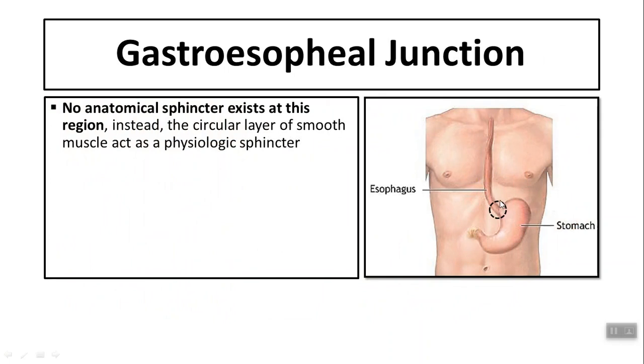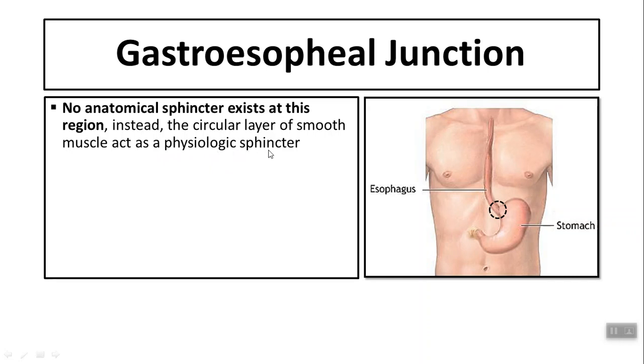This gastroesophageal junction has no anatomical sphincter. No anatomic sphincter exists at this region. Instead, there is a circular layer of smooth muscle that acts as a physiological sphincter. So there is no anatomical sphincter. Instead, we have some sort of physiological sphincter.